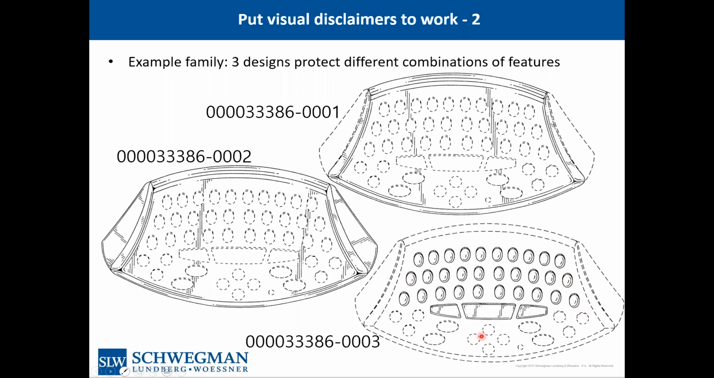And you can understand that if one had filed just one design with all these features in solid lines, then somebody would escape infringement if they changed the arrangement of keys but kept the same body shape. And they would avoid infringement if they kept the same arrangement of keys but changed the body shape. Hoping I said that the right way around.